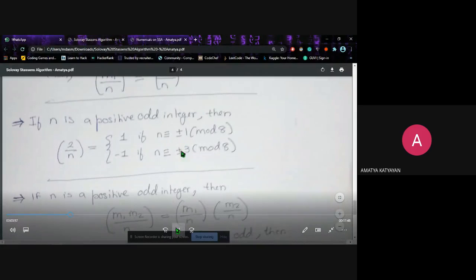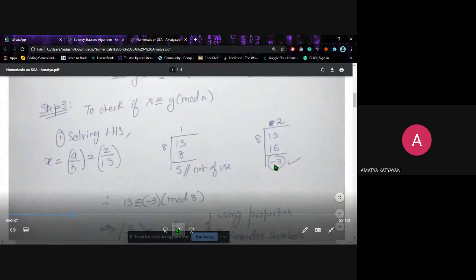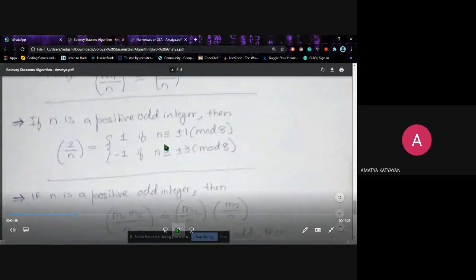If you can see over here, if we get 13, n is congruent to plus minus 3. We have got minus 3 mod 8. So we can write the condition that we have obtained over here as 13 is congruent to minus 3 mod 8, and it is of this form: n is congruent to minus 3 mod 8.